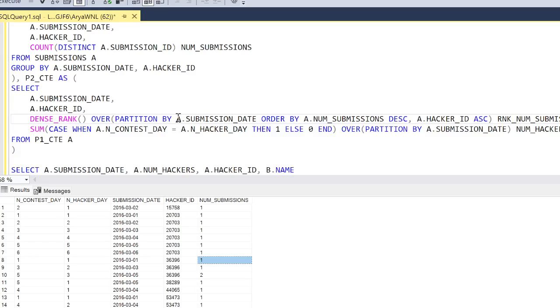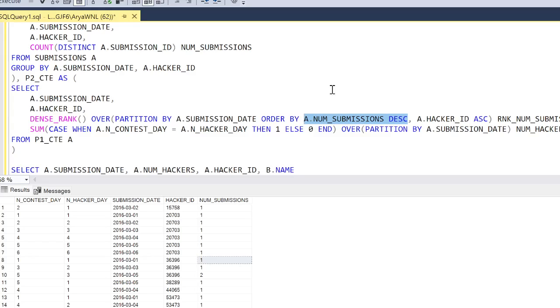Okay, so the hacker with two submissions will be assigned rank 1, because we are ranking in descending form. I will order by the number of submissions that each hacker has made. And then we have also seen that if the number of submissions is the same, let me explain by giving you an example.